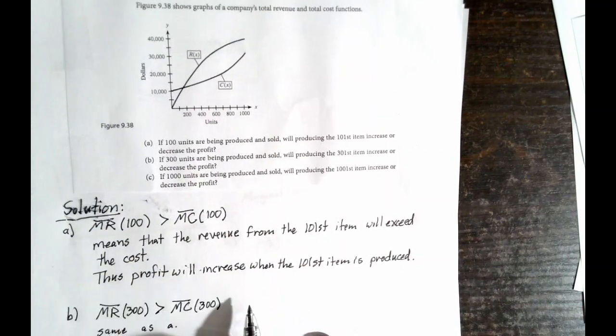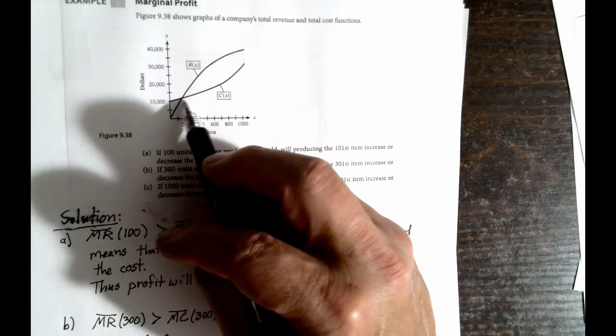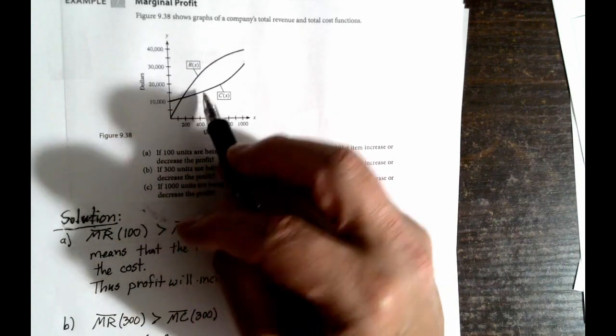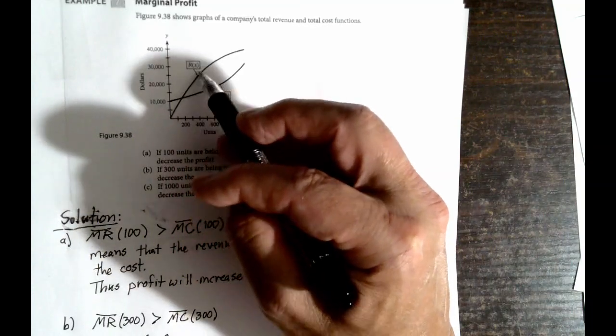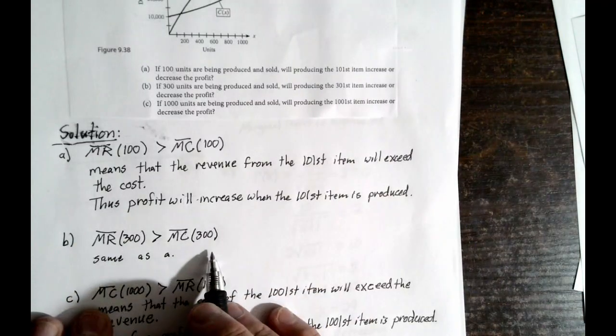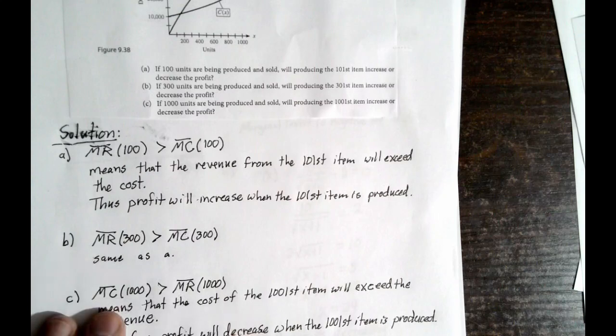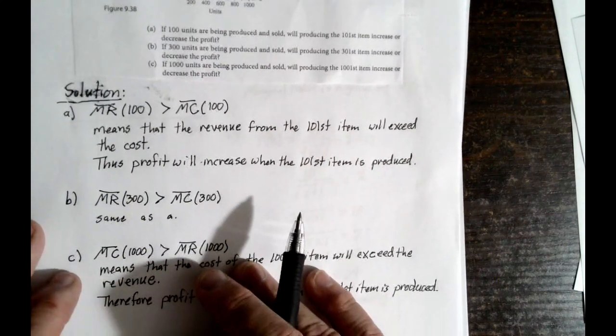is higher than cost. At 300, you've got a cost tangent line about here, and up here at 300 you got a revenue tangent line that's steeper as well, so the revenue off of the 301st item is going to be greater than the cost for making that 301st item, so you'll be making a profit there.